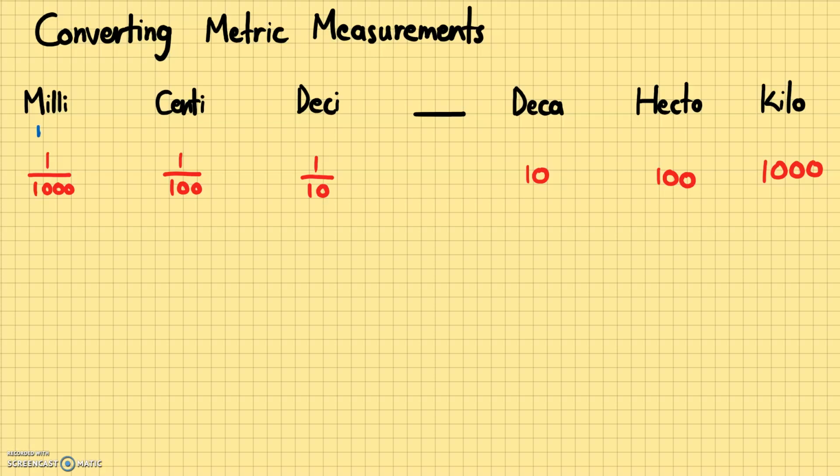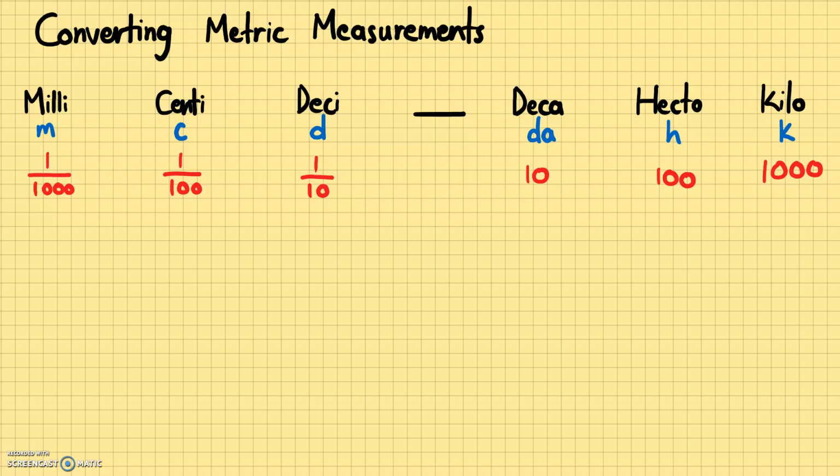So milli, we abbreviate by m. Centi, we abbreviate c. Deci, we say d. Deca, we say da, so that we don't confuse it with deci. If you just put d, it's going to be confusing with deci. Hecto is h and kilo is k.